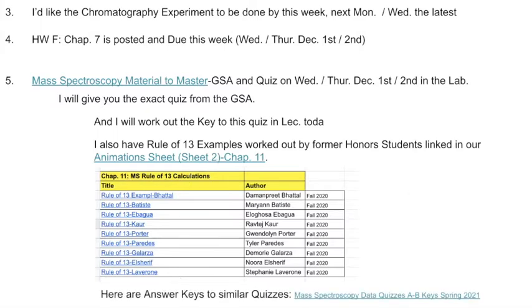And here are answer keys to similar quizzes like the one you're going to get. So I gave 2 mass spec quizzes last year, and then here are the keys to them. But the one that you get today and tomorrow will be different than this, but very similar. It's good to check it out.